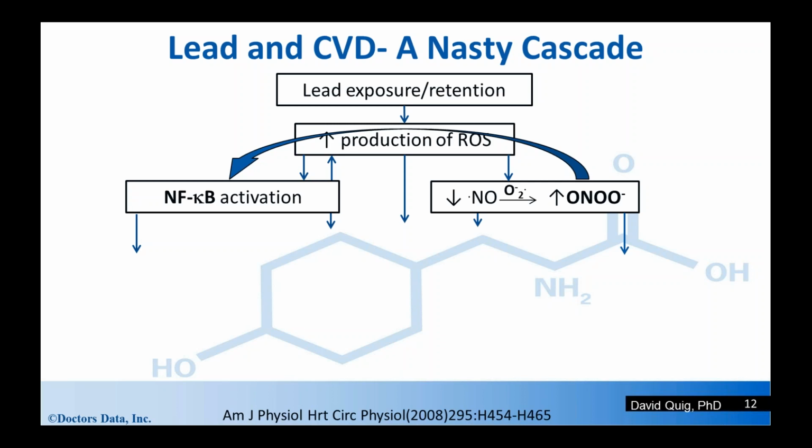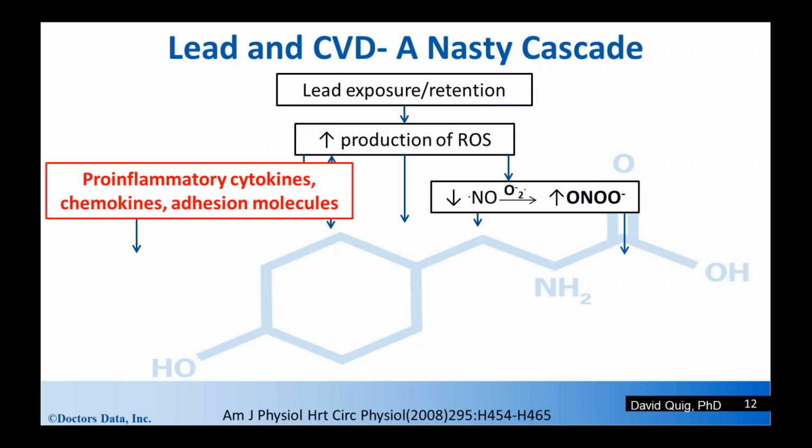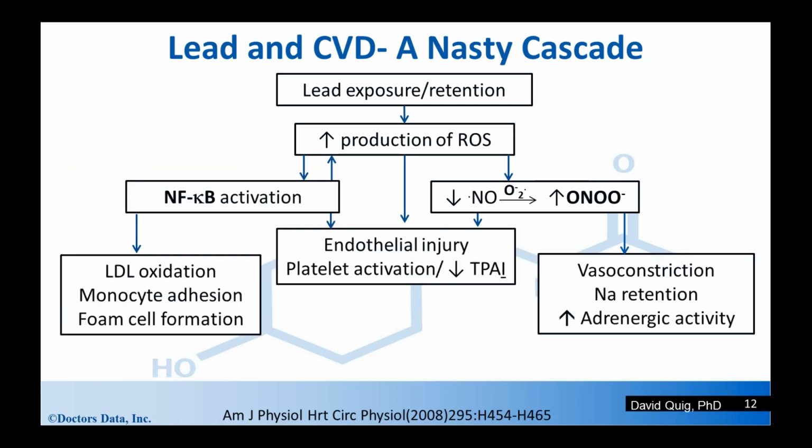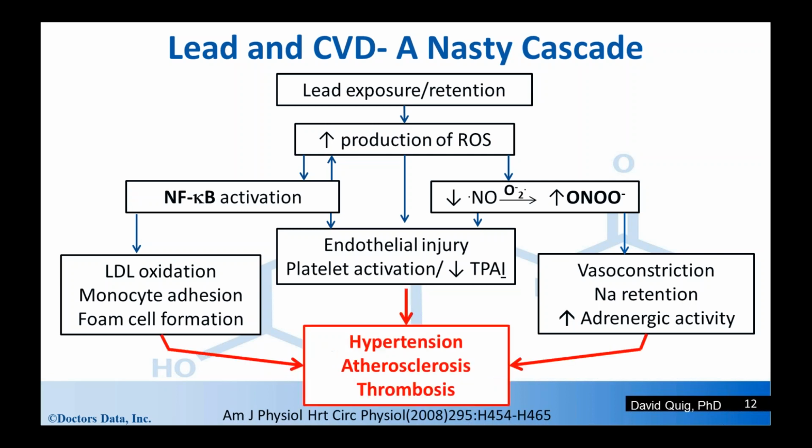Now, when we increase NF-kappa B, as you know, that results in increased expression and release of pro-inflammatory cytokines, chemokines, and adhesion molecules. The net effect is that we get increased oxidation of LDL, monocyte adhesion to the endothelial cells, foam cell formation, that is the macrophages getting loaded up, endothelial injury, and not only platelet activation, but decreased tissue plasma platelet activation inhibitor. And with decreased nitric oxide, which is a vasodilatory agent, and peroxynitrite, we get vasoconstriction, sodium retention, and increased adrenergic activity. All this ultimately culminates in hypertension, atherosclerosis, and thrombosis, which of course can result in the clot and the myocardial infarction.